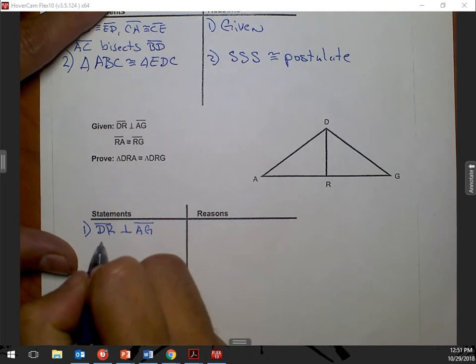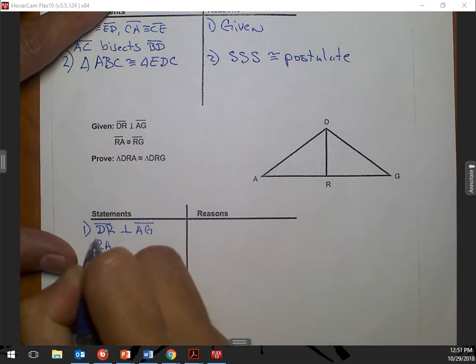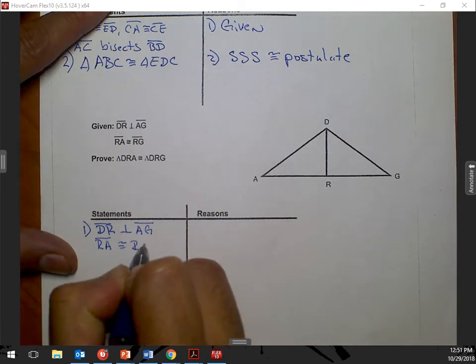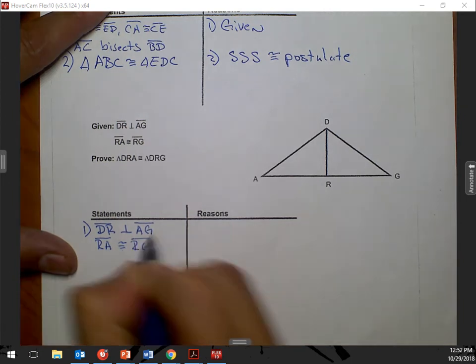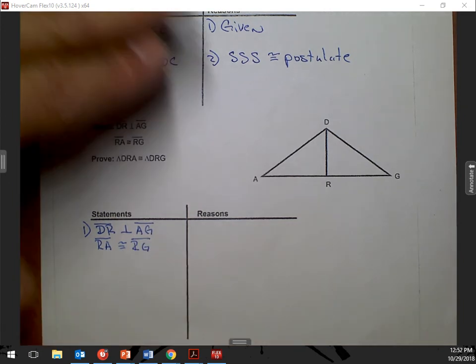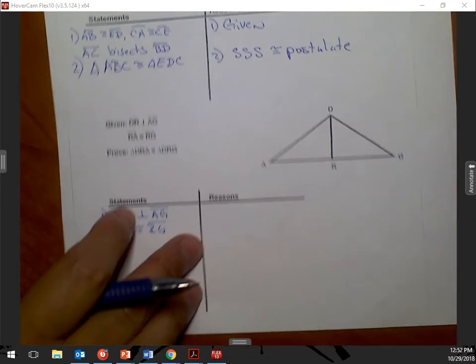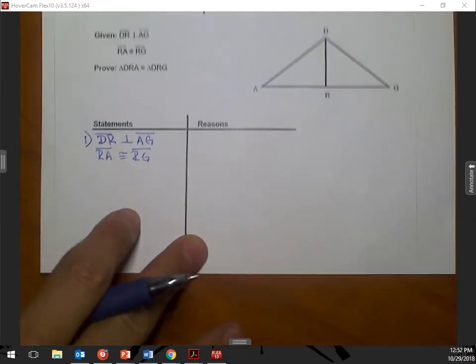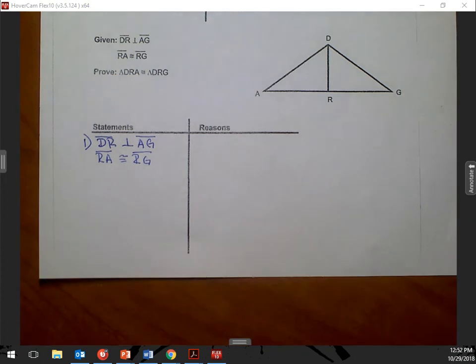That's fine. And we have RA is going to be congruent to RG. Okay, so we said that first one means perpendicular, right? Yes. If it means perpendicular, hey, let's check my checklist.